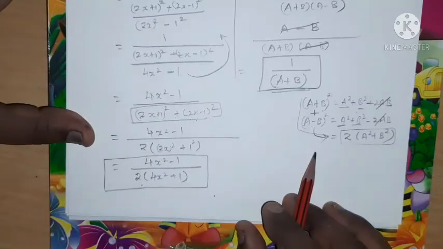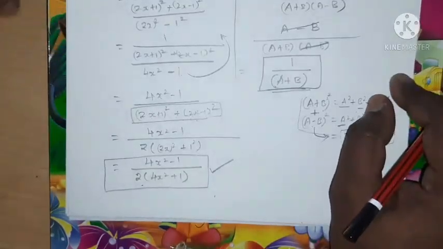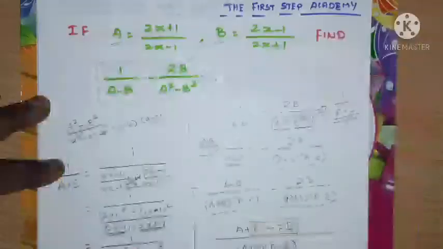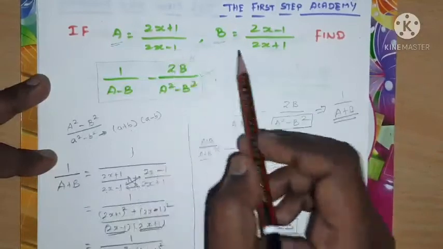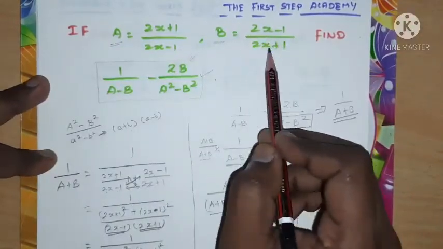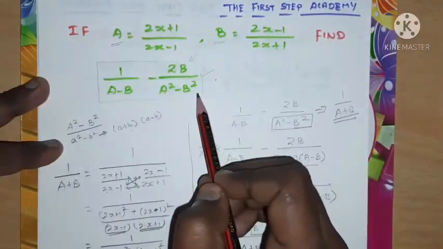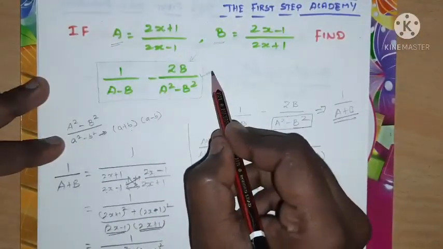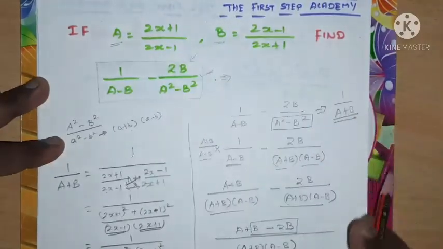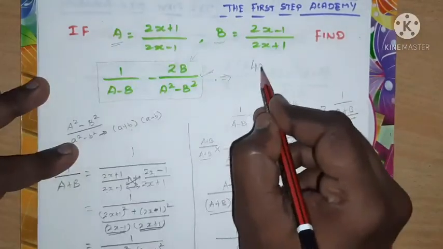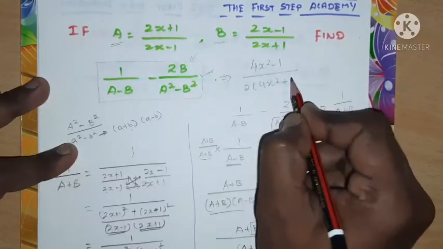So we found the answer. This is the answer for this particular problem, right? So once again I am reading the problem as well as the answer. If a is equal to (2x + 1) divided by (2x − 1), b is equal to (2x − 1) divided by (2x + 1), find 1 by (a − b) minus 2b by (a² − b²). So first we simplified this and then we substituted the a and b values over there, and then we found the answer. The answer is (4x² − 1) divided by 2 into (4x² + 1), right?